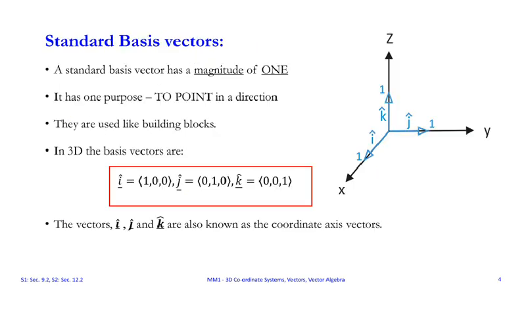Good. So, these are your basis vectors. They've got one purpose in life, and that's to point. They've got a magnitude of 1. That means if you multiply it by something, it is 1 times whatever you're multiplying it by. So if you have, say, a distance in the x direction, 5 kilometres, times i, this is your basis vector in the x direction, you're literally saying 5 kilometres in the x direction.